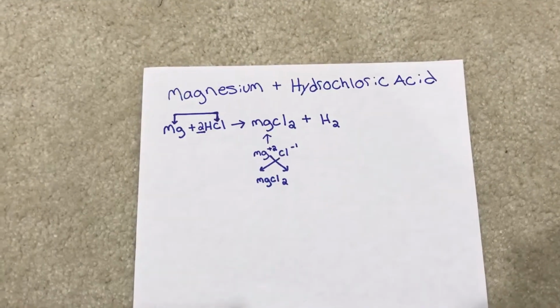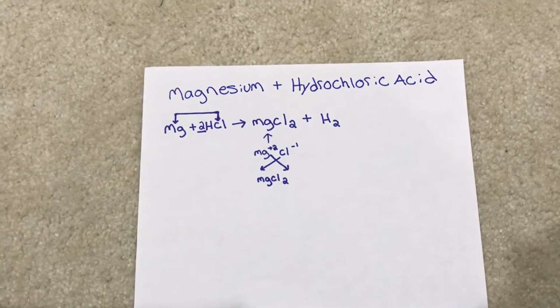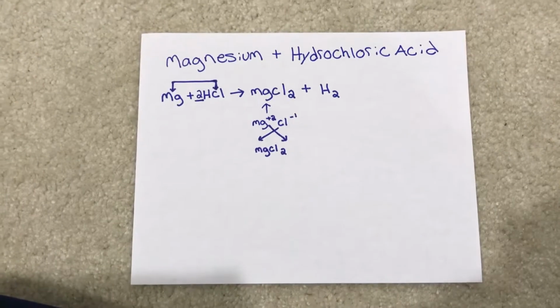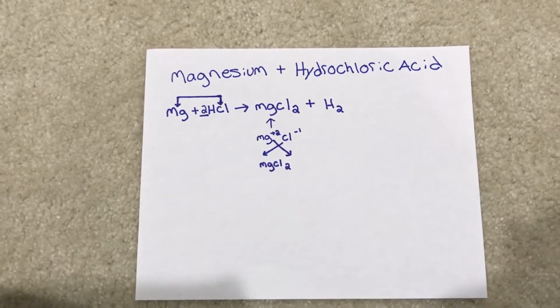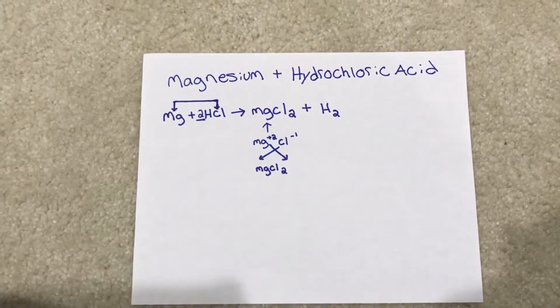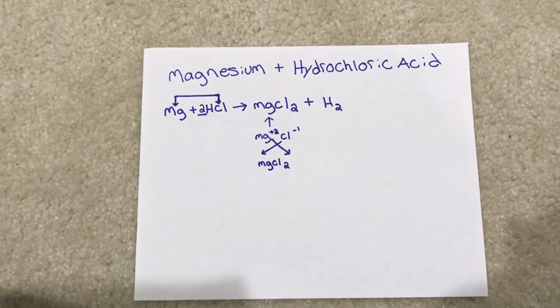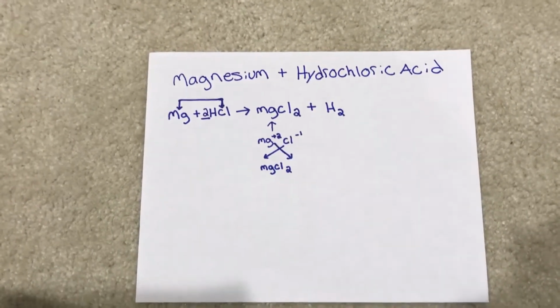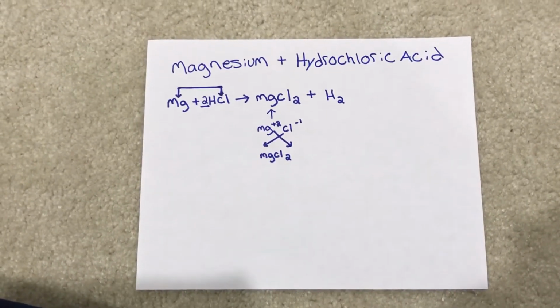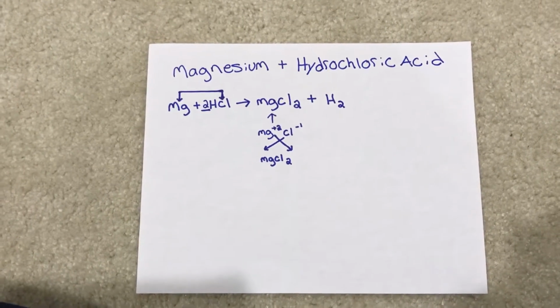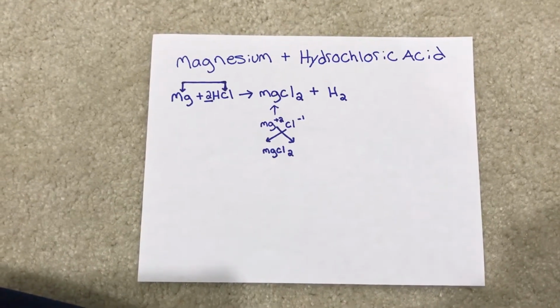We're also left with a single hydrogen atom, or hydrogen element, sorry. However, we can't have a single hydrogen element because it's a diatomic molecule. So we make that H2 and that gives us hydrogen gas.